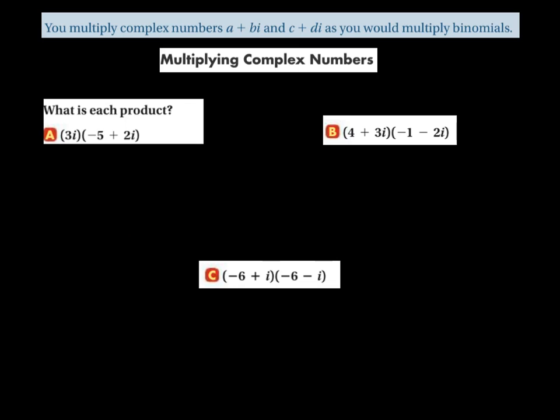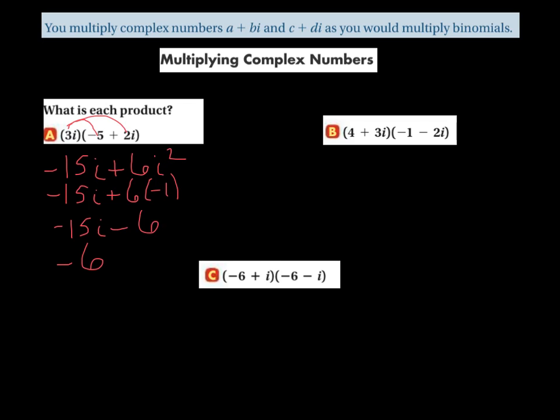Okay. Multiplying. We can multiply complex numbers the same way we would multiply any other binomials or monomials by using the distributive property. So in example A, I've got 3i times negative 5, that would be negative 15i. 3i times 2i would be plus 6i squared. But we have to remember that i squared is really negative 1. So I have negative 15i minus 6, and I put it into the standard form, which is the real portion, negative 6, minus the imaginary portion, the minus 15i. And there's our final answer.